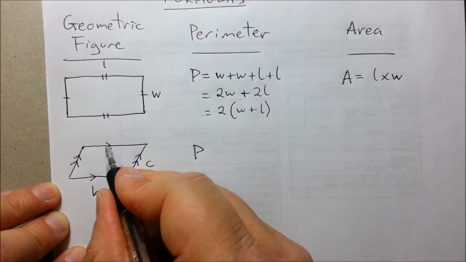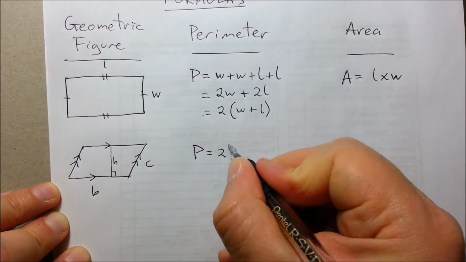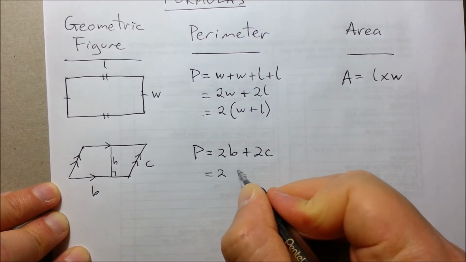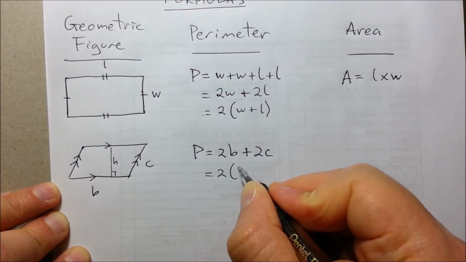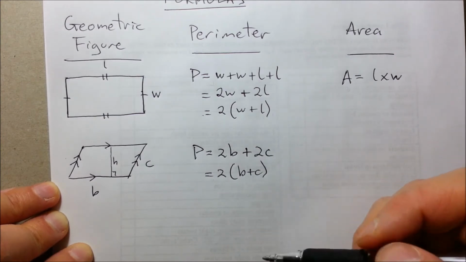B plus C plus B plus C, or we can say 2 times B plus 2 times C, which is in turn equal to 2 open bracket B plus C. It's the same thing. You can use either, you will get the same answer.